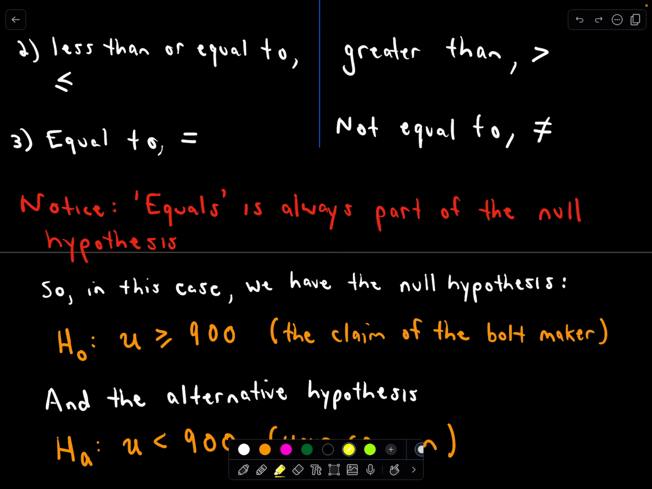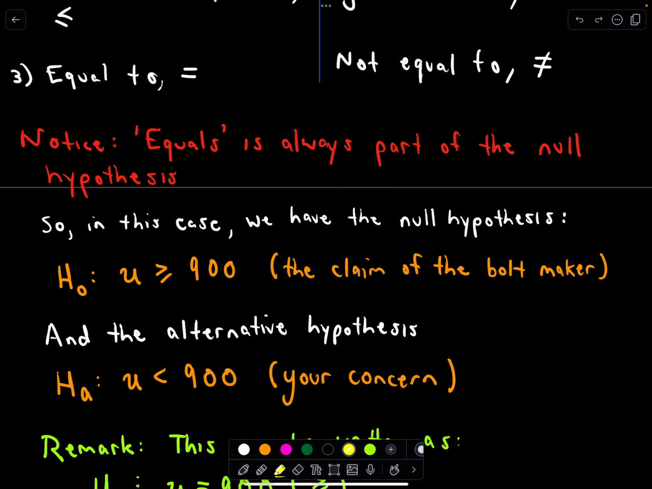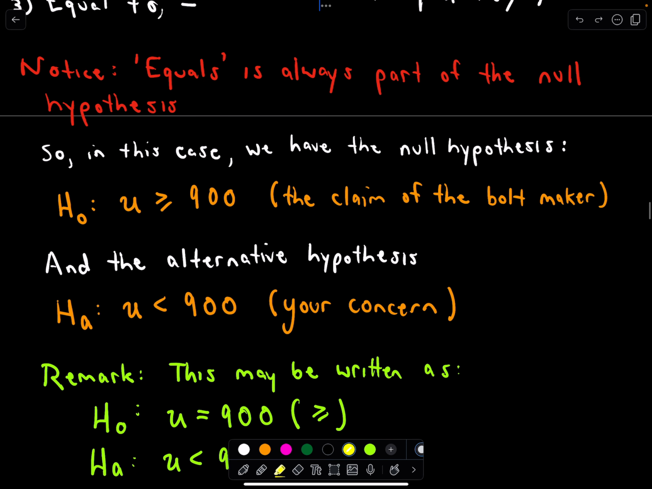Okay, so using this little remark, in this case, we're going to have our null hypothesis. The null hypothesis, which is the claim of the bolt maker, is that the mean is at least 900 pounds. It's 900 pounds or greater. So that's going to become the null hypothesis because, again, we have that equal sign included. If it equals 900, it's good. If it's greater than 900, it's also good. Greater than or equal to is good. And by default, that's going to give us our alternative hypothesis, and that says that the mean is less than 900 pounds. Again, that's your concern.